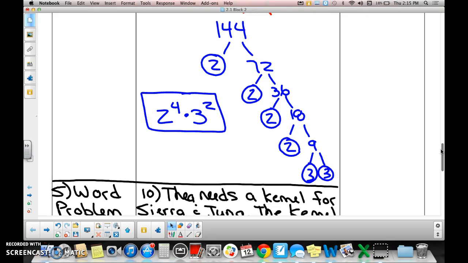12 and 12. So some of you maybe started with 12 and 12, and ultimately you're all going to, if you do it correctly, get down to a prime factorization of 2 to the 4th times 3 squared, which is 4 2s and 2 3s. Yes or no? Yes. All right, then the word problem.